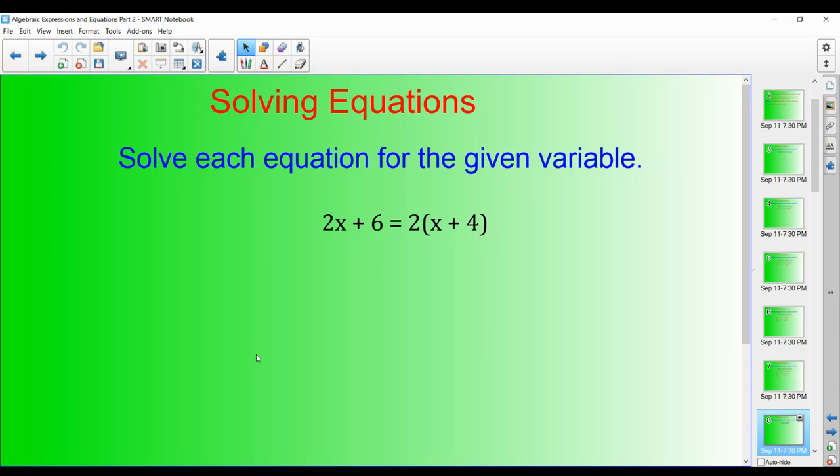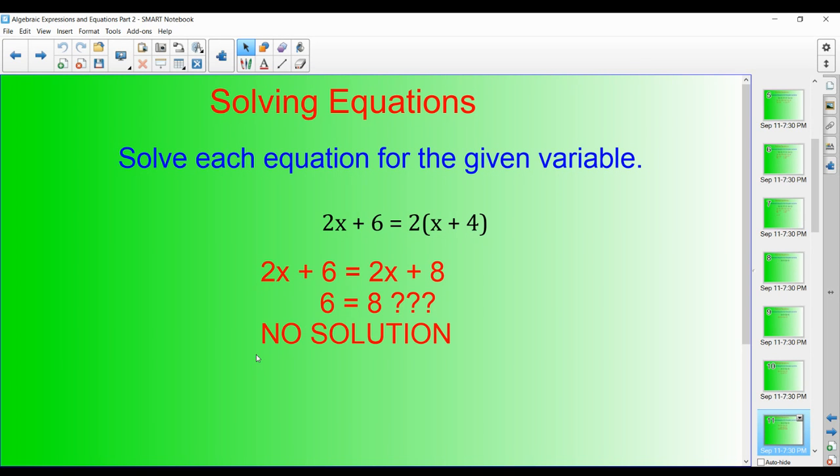So I can do distributive property, and then I can subtract 2x on both sides. And then I get something weird. I get 6 equals 8. So in this case, if the variables all go away and the left side and the right side are not equal, we have this case where there's no value for x that I could ever put in that's going to work. If I graphed these, they'd be two parallel lines. They would never intersect. No x's are going to ever make the left side equal to the right side.